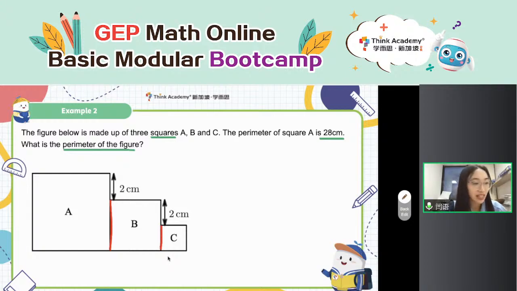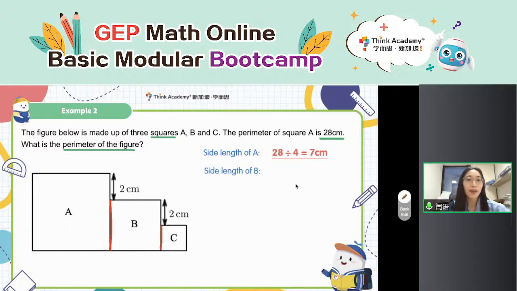And then following this, think about it. Since the perimeter of square A is 28 centimeter, what about the side length of A? What is the side length? Okay, what should I do? Yeah, this is kind of like thinking backwards, right? So here we have 28 divided by 4. That is 7 centimeter. Good job.